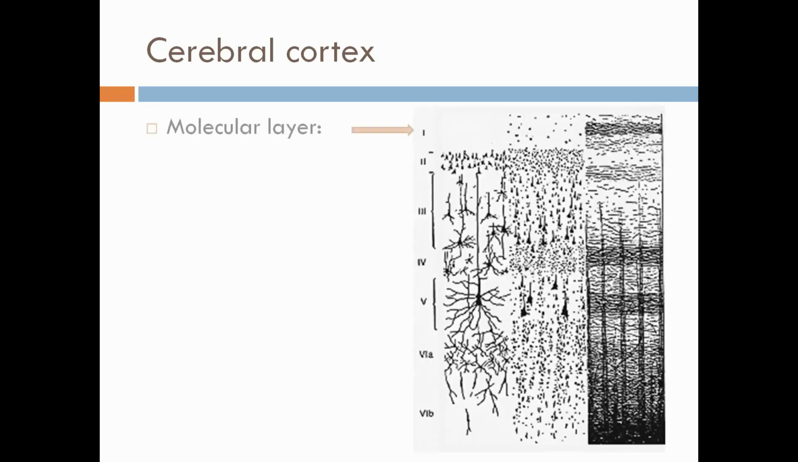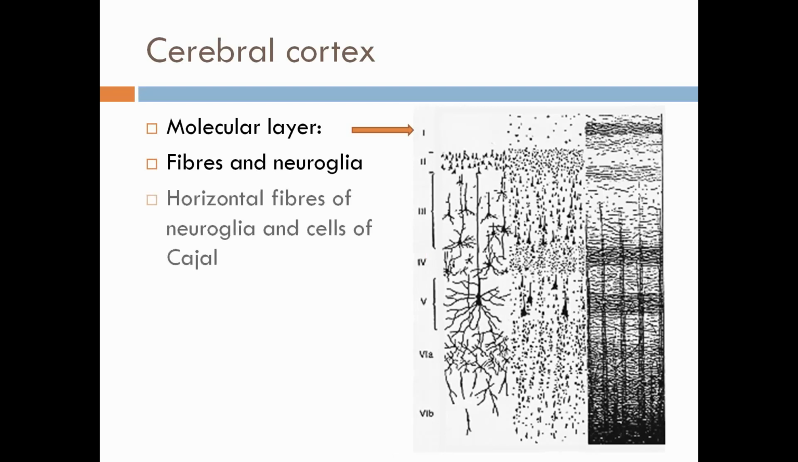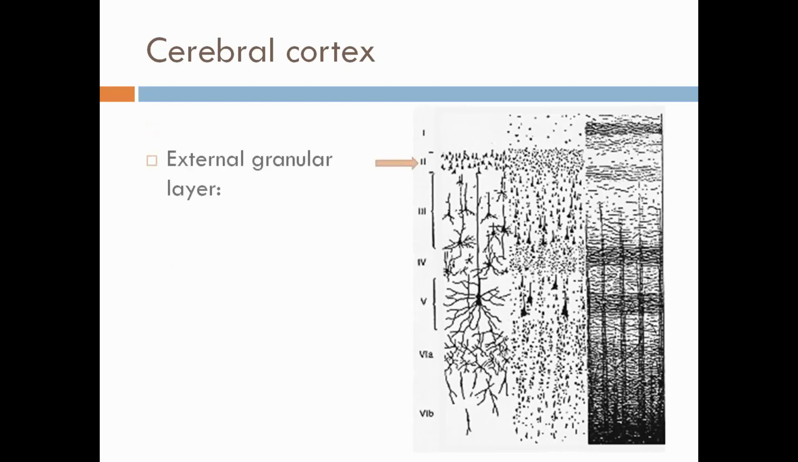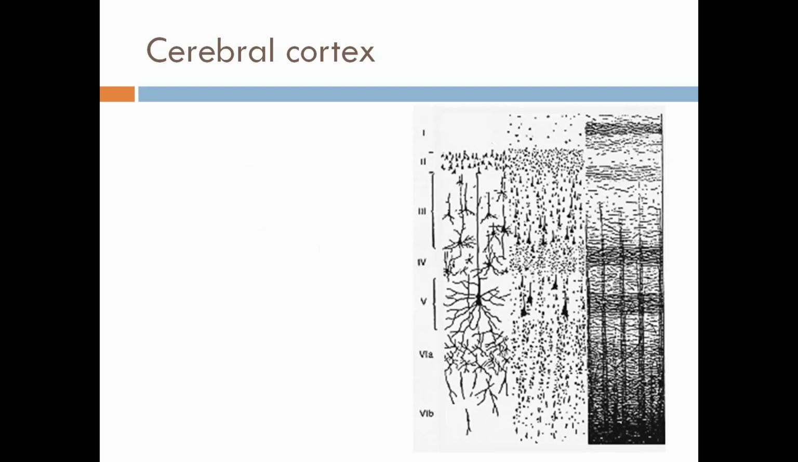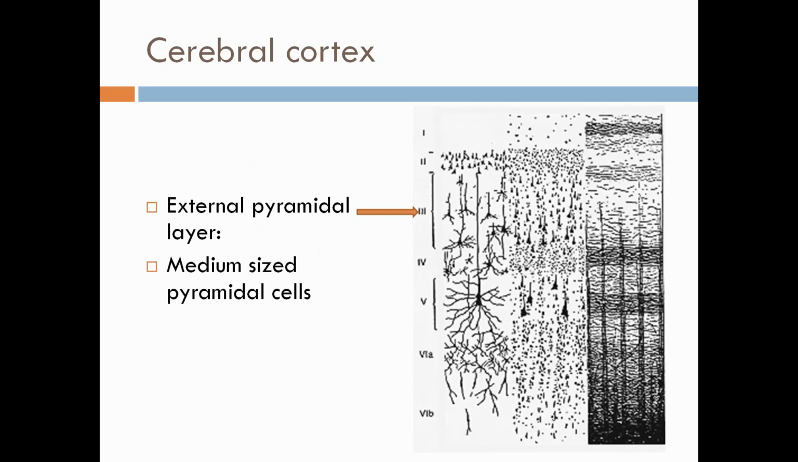The first layer of the cerebral cortex, which underlies the pia mater, is the molecular layer, and it is predominantly made up of nerve fibers of cells such as the cells of Cajal and the neuroglial cells. The second layer, which is internal to the molecular layer, is the external granular layer. This is comprised chiefly of stellate cells and small-sized pyramidal cells. The third layer is the external pyramidal layer, where there are medium-sized pyramidal cells to be found in abundance.